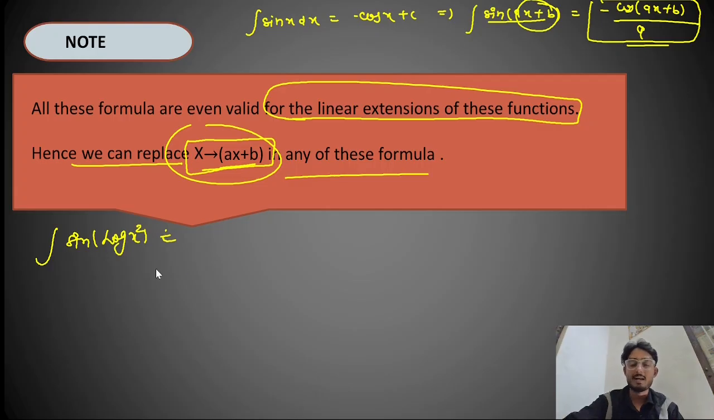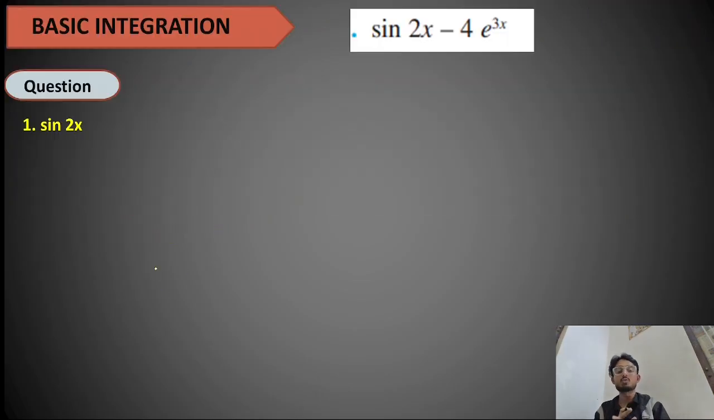Okay, let's start now our question. This question is taken from the NCERT book. First one is a basic integration question. How can you find the value of integral of sin 2x? Okay, let's start this.